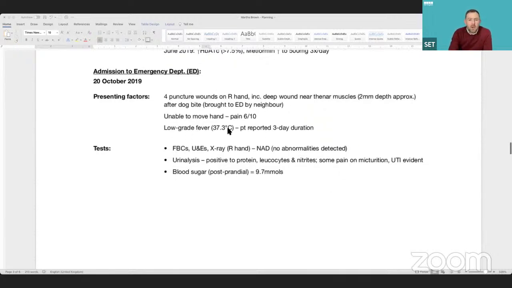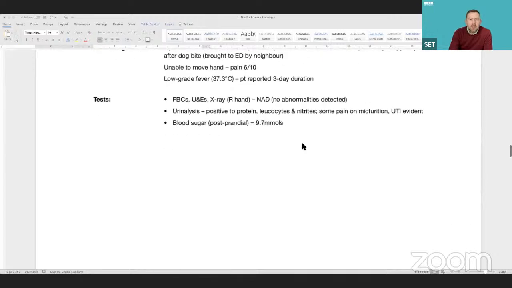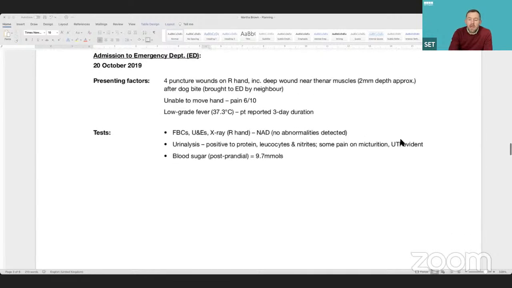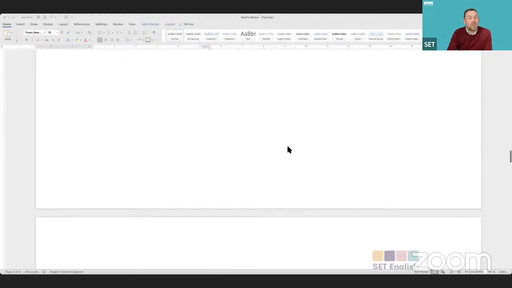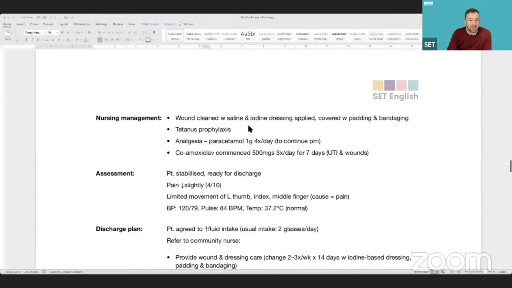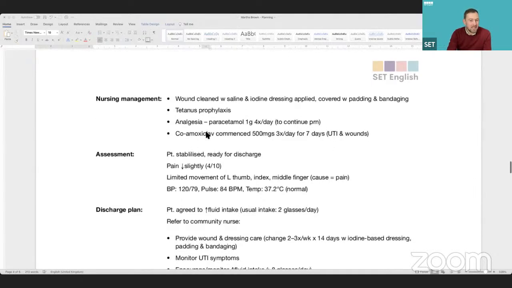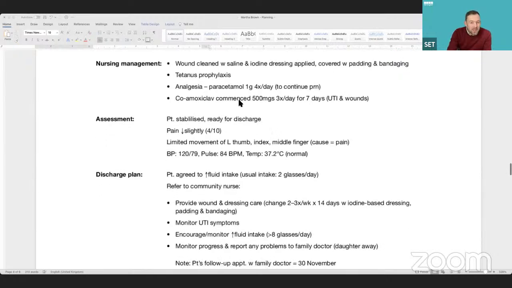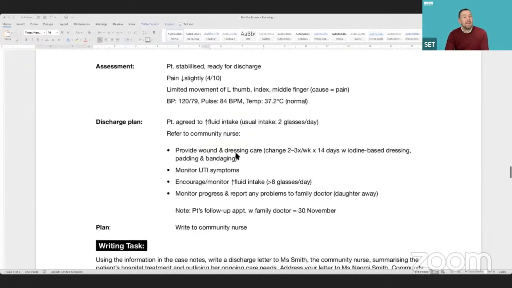What's happened? She's got a bit of a fever. She's got a urinary tract infection as well. So she's been admitted for a dog bite, but she actually has a UTI. So the treatment, I guess, is going to be for that. We've got wound cleansing and wound management, but we've also got the UTI antibiotics. And now the patient's ready to go, and that makes sense for us.